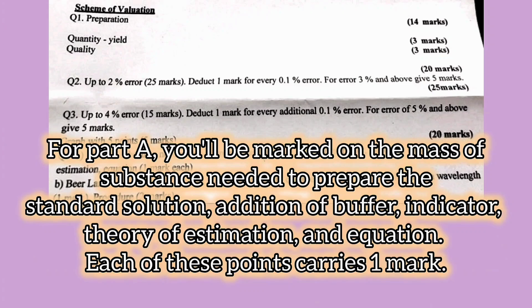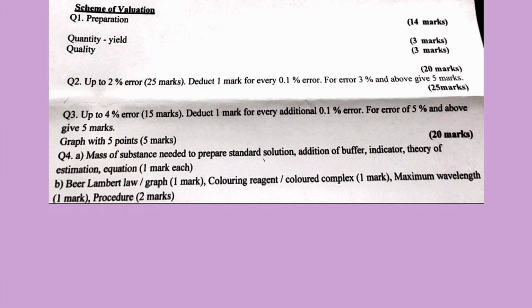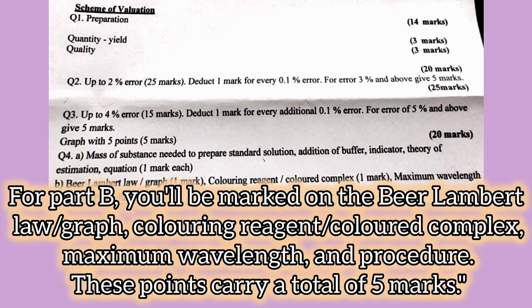For Part A, you'll be marked on the mass of substance needed to prepare the standard solution, addition of buffer, indicator, theory of estimation, and equation. Each of these points carries 1 mark. For Part B, you'll be marked on the Beer-Lambert law graph, coloring reagent complex, maximum wavelength, and procedure. These points carry a total of 5 marks.